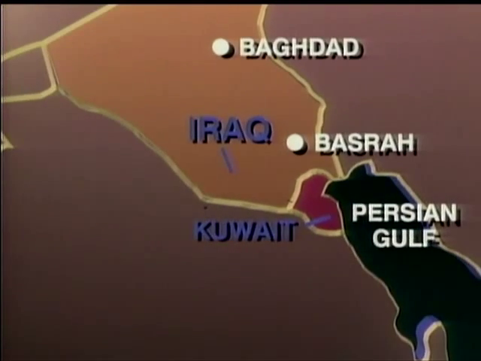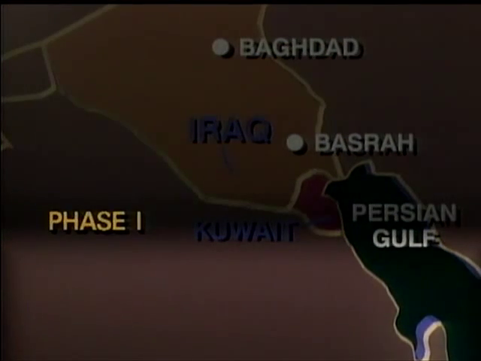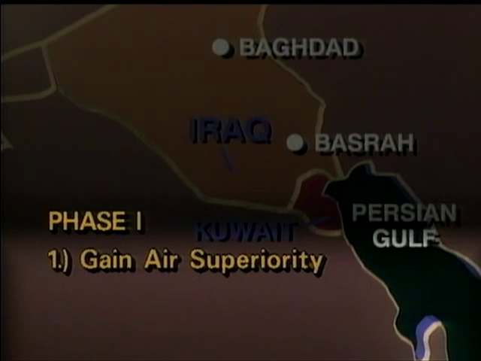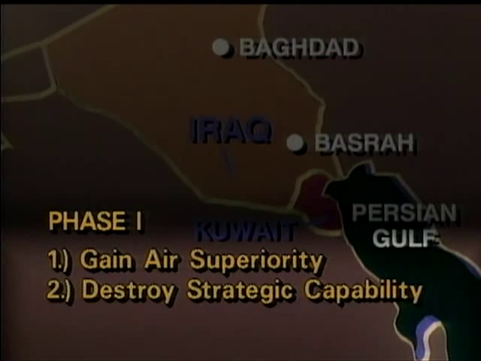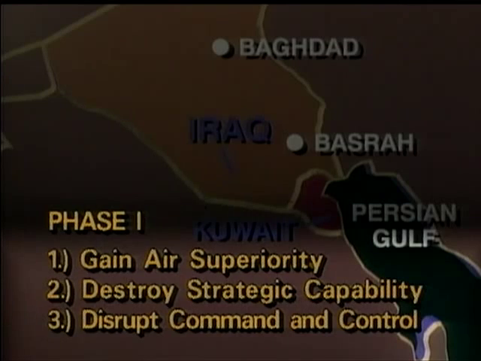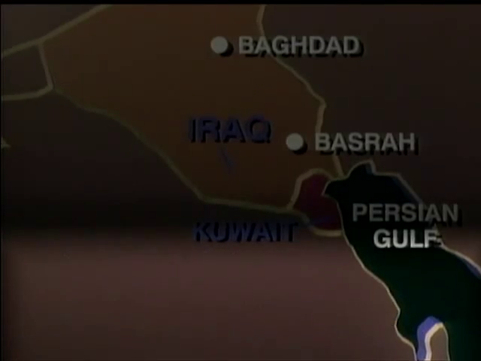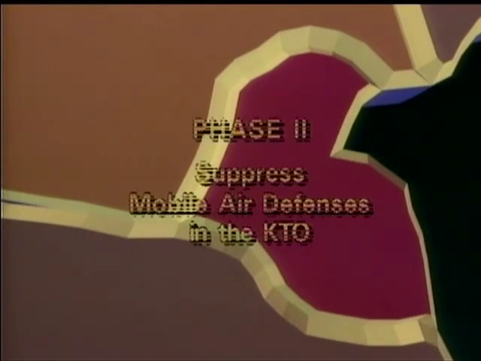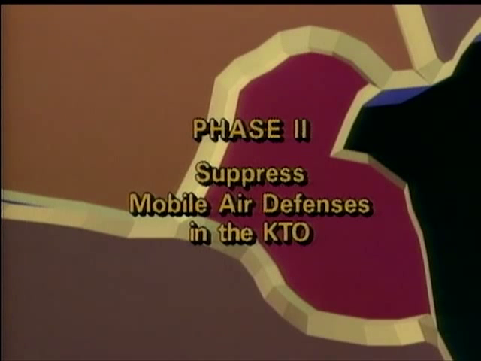The Desert Storm air campaign would have 4 phases. Phase 1 had 3 goals: gain air superiority, destroy Saddam's strategic capability, namely his NBC weapons and long-range missiles nicknamed Scuds, and disrupt his command and control. The Allies estimated the first phase would last 20 to 25 days. Phase 2 would be short. The Allies planned on taking 1 day to suppress mobile air defenses in the KTO, or Kuwaiti Theater of Operations.